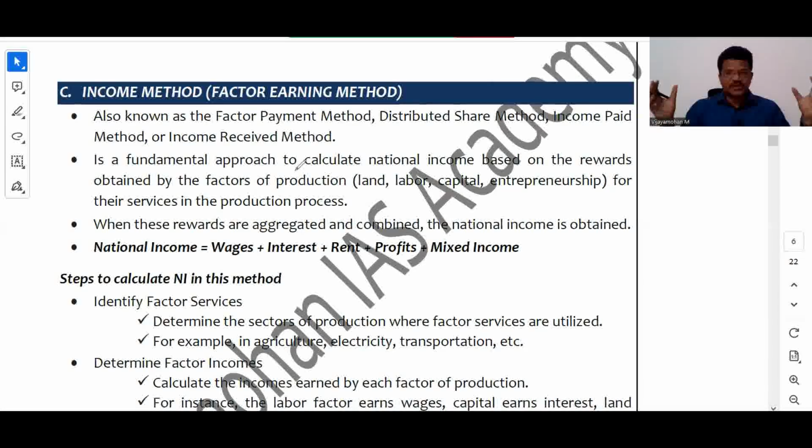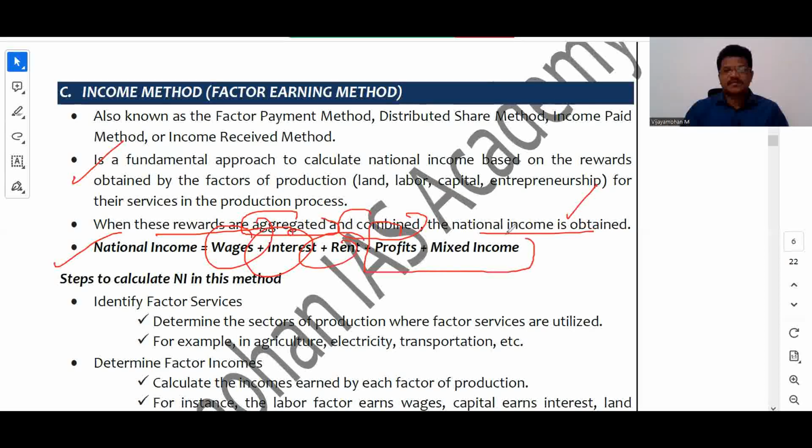If you aggregate all the rewards that the economic entities are getting, then you will get the national income, and it is a fundamental approach to calculate the national income, right? When these rewards are aggregated and combined, the national income is obtained. So you have to aggregate, అంటే factors of production ద్వారా వచ్చే ఇన్కమ్ అంతా కలిపేస్తే మీకు నేషనల్ ఇన్కమ్ వస్తుంది. Then national income is equals to, what are the rewards for factors of production? Wages, right? Interest, rent, profits, plus mixed income.